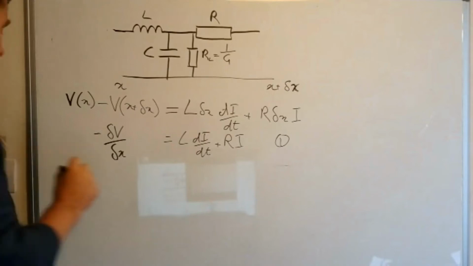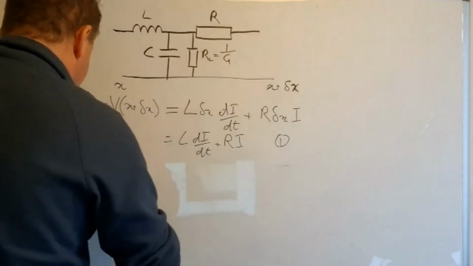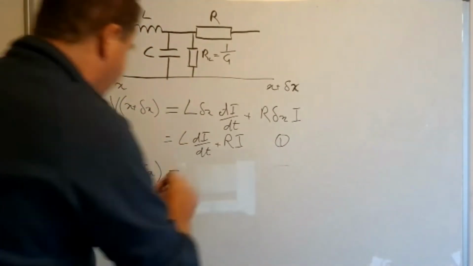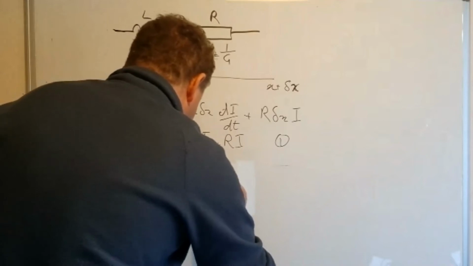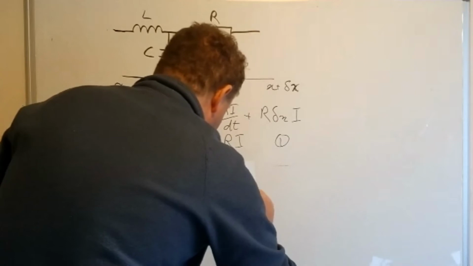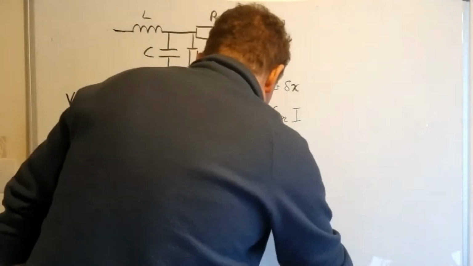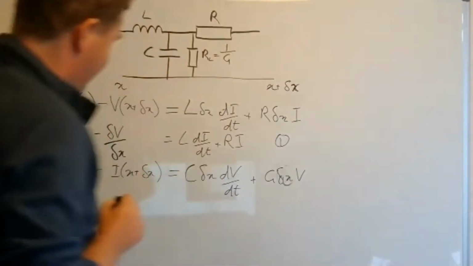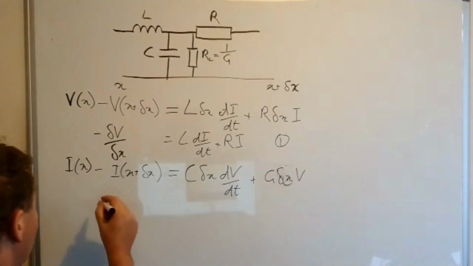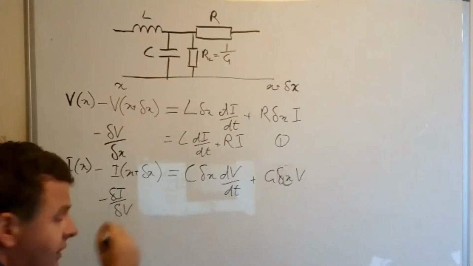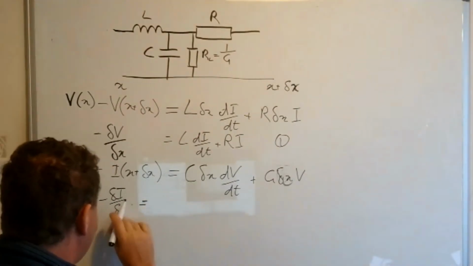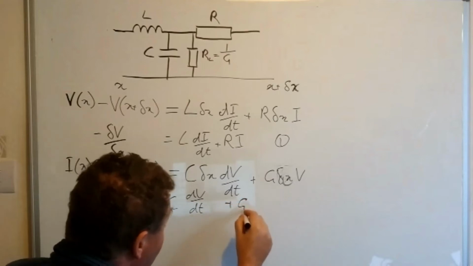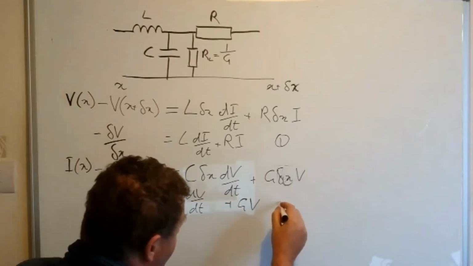And we can do the same with the current. So we can write down I at X minus I at X plus delta X. And that is going to be equal to the capacitance per unit length times delta X, dV dt, plus the leakage conductance delta X times V. And similarly to what we've just done, we could write minus delta I over delta X is equal to C dV dt plus G times V. And we'll call that equation 2.